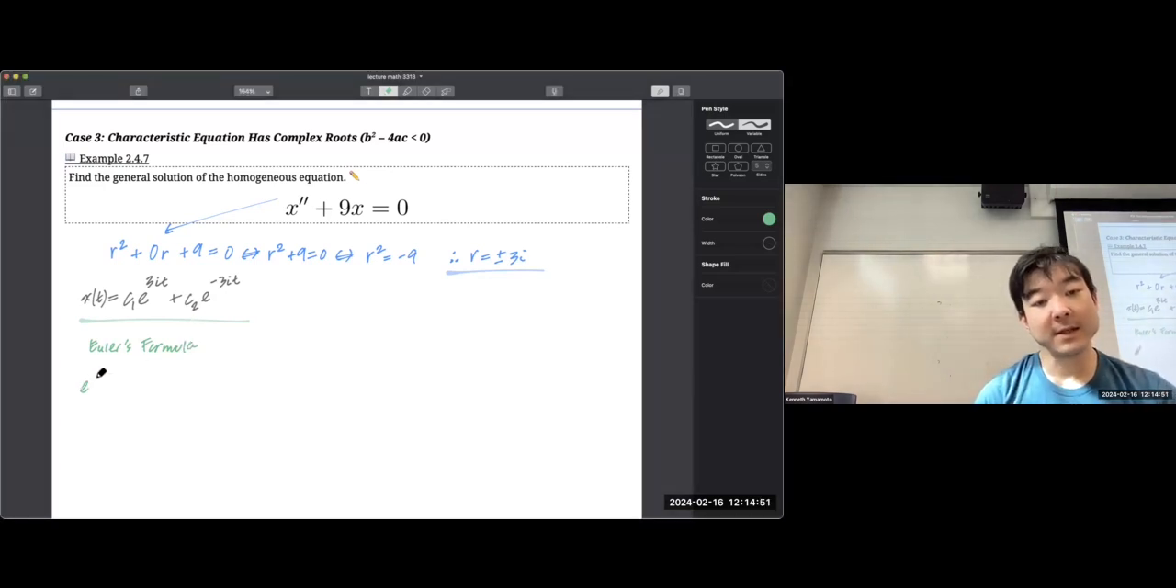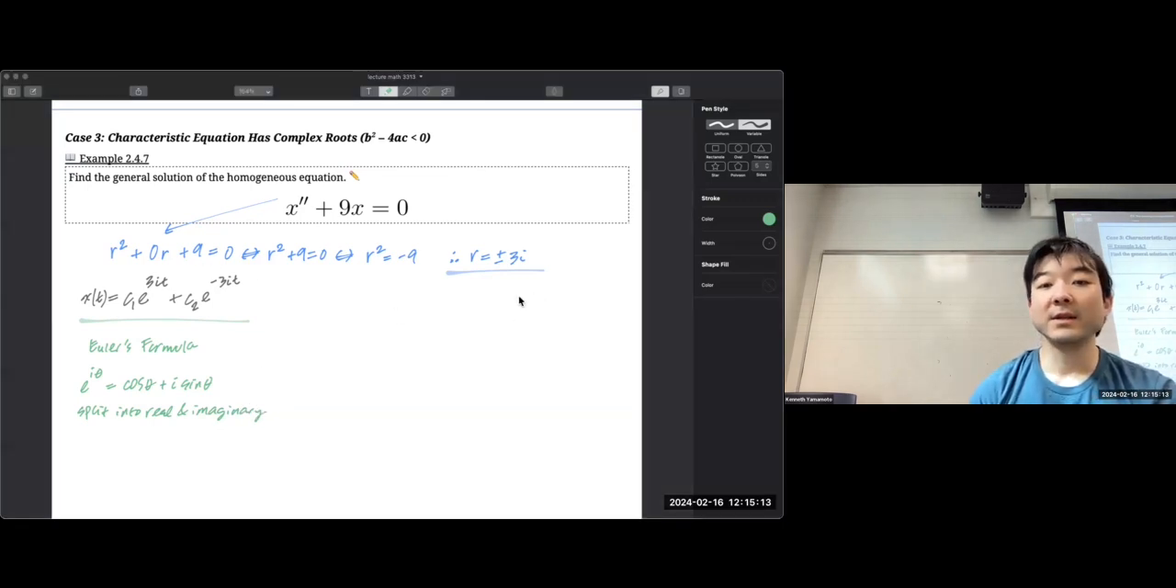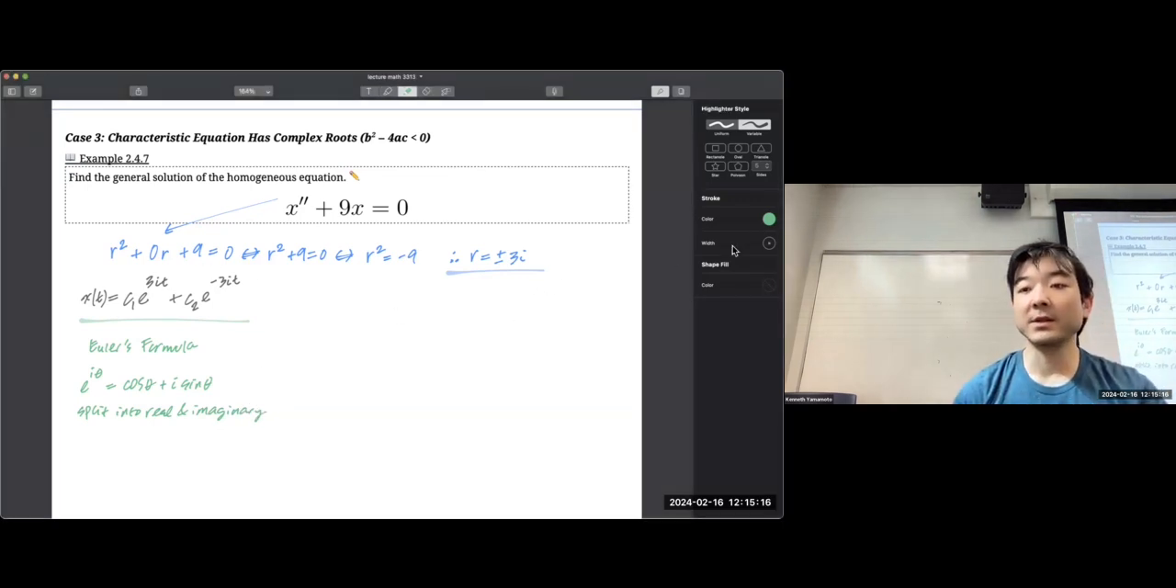And Euler's formula says e to the i theta is equal to the real part, cosine of theta, plus i sine of theta. So this allows you to split into the real and imaginary parts. Let's do that to each of these two complex exponentials. So there's one here, and there's clearly another one here.